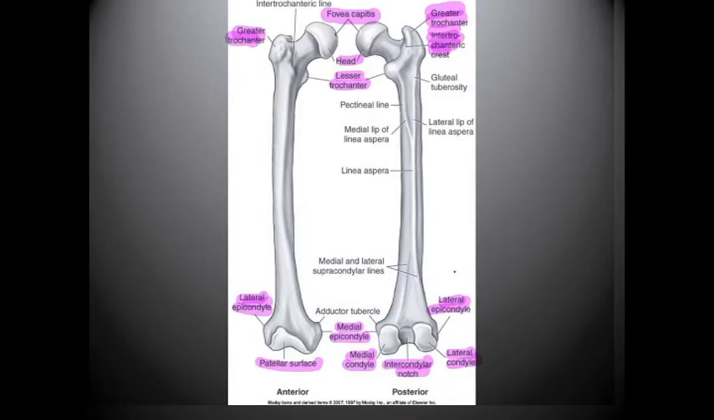Okay, here is a view of the femur in its entirety. Notice we have femoral head, femoral neck, greater trochanter, lesser trochanter, body or shaft. Then that brings us down to these prominences here, which are the epicondyles. And then we have the patellar surface.